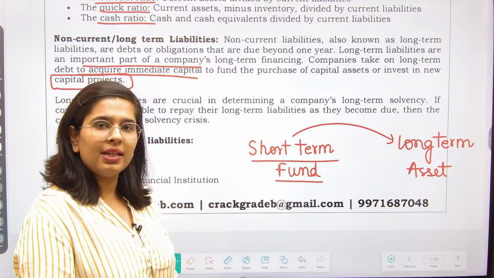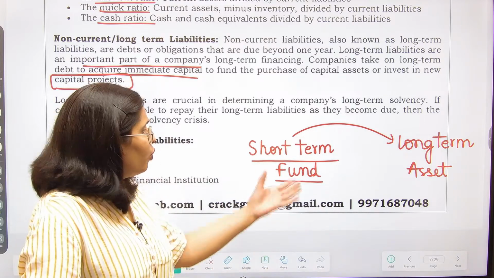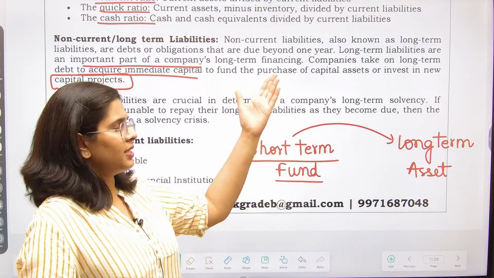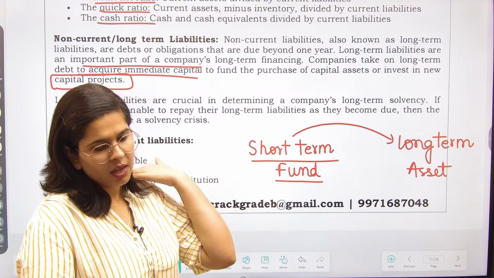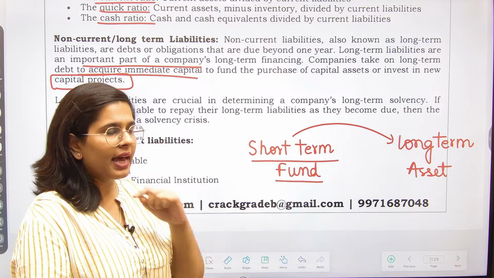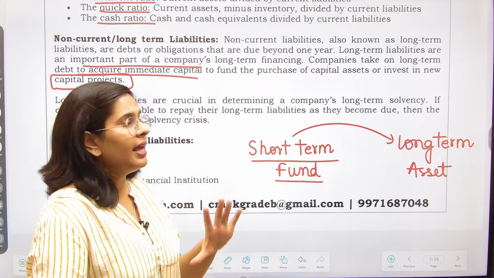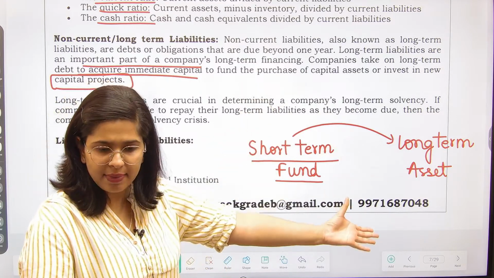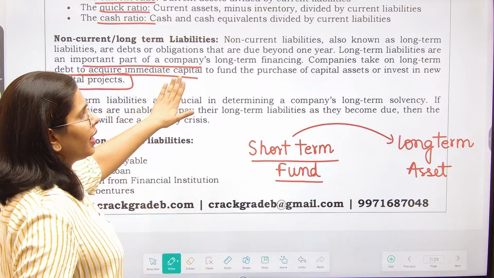So what will happen in such a case? This is a recipe for disaster, right? You have funds for a short term period and you are investing them into a long term asset. So this is a prominent problem that we have in our financing sector. So it is always good that you should have long term funds to finance long term assets, right? So this is what has been said over here.